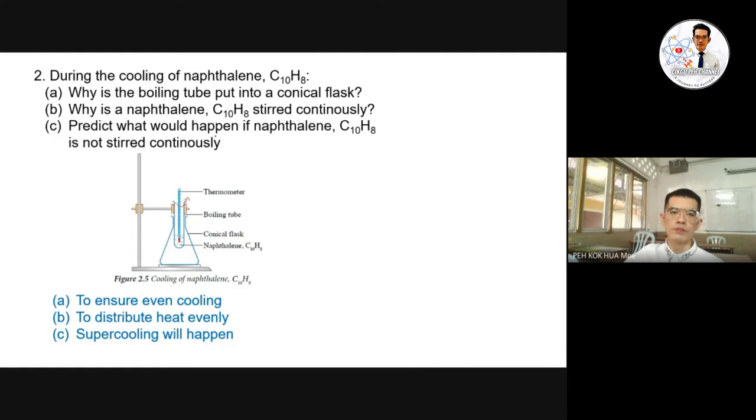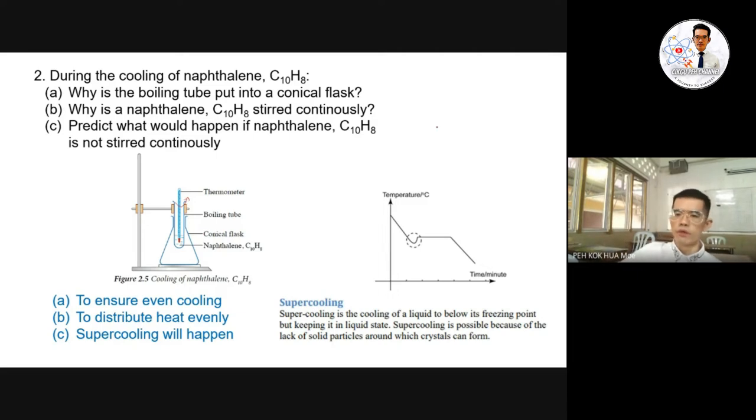Okay, and then what will happen if we do not stir the naphthalene? Here, the answer will be supercooling will happen. So why is there supercooling? You can look at the graph. We are supposed to get a straight line here. However, if we do not stir our naphthalene, there will be a drop at the point here. Here it is mentioned that supercooling is the cooling of the liquid to below its freezing point. As in our discussion just now, the naphthalene freezing point is 80 degrees Celsius.